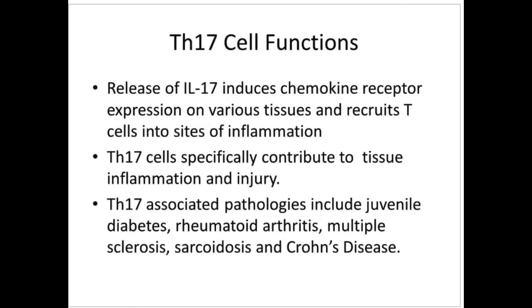So what does the Th17 cell do? The release of interleukin 17 induces chemokine receptor expression on various tissues and recruits T cells into sites of inflammation. Th17 cells specifically contribute to tissue inflammation and injury. Th17 associated pathologies include juvenile diabetes, rheumatoid arthritis, multiple sclerosis, sarcoidosis, and Crohn's disease. As you could expect, there's a lot of interest in making humanized antibodies against Th17 and against interleukin 23, which is also contributory to Th17. And some of those I think are in market already.